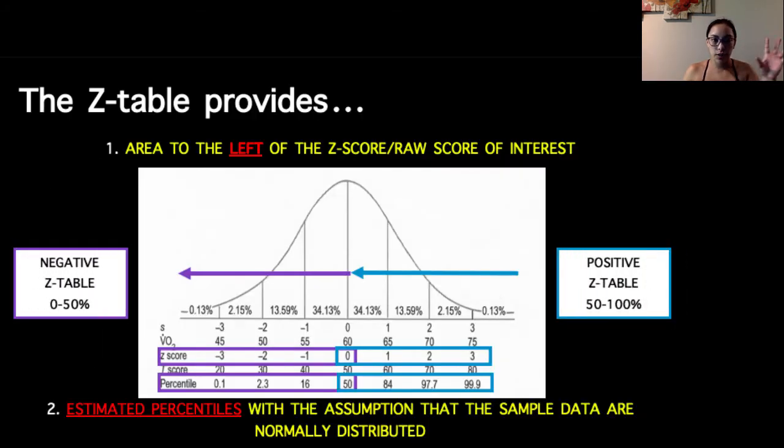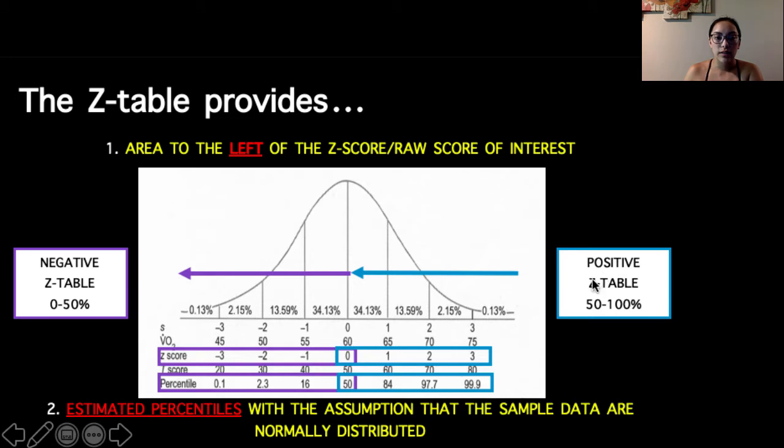So, again, just to visualize a little bit differently, negative Z-scores are going to be associated with negative standard deviations, and percentiles between 50 and 0. So just so you get associated, 0 to -3, 50 to relatively 0.